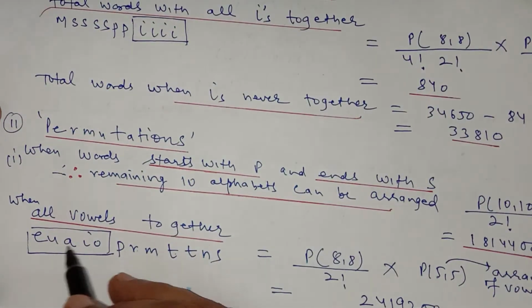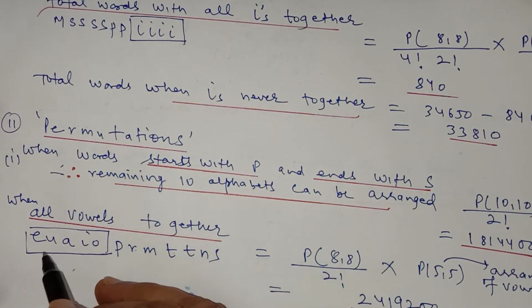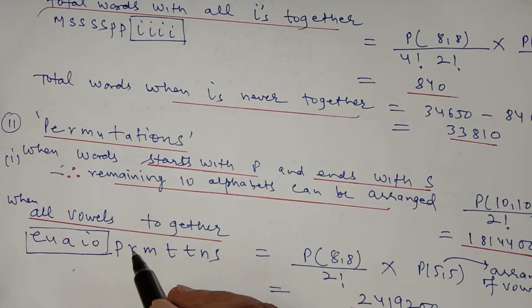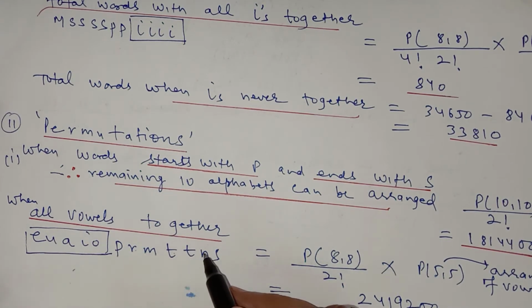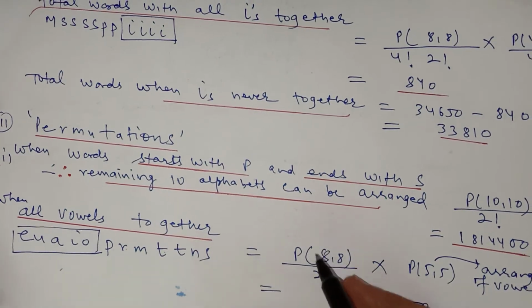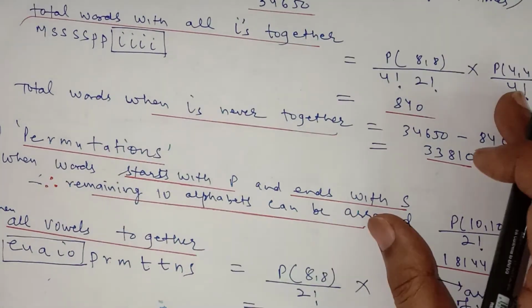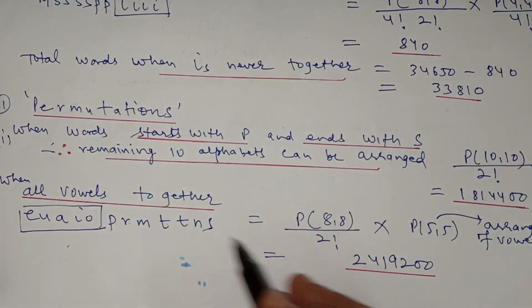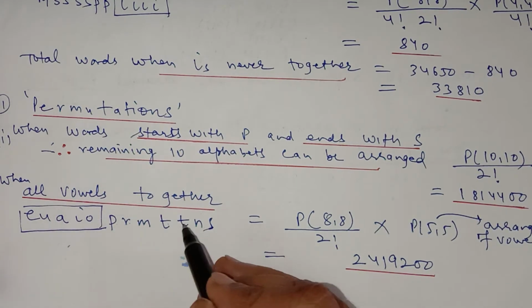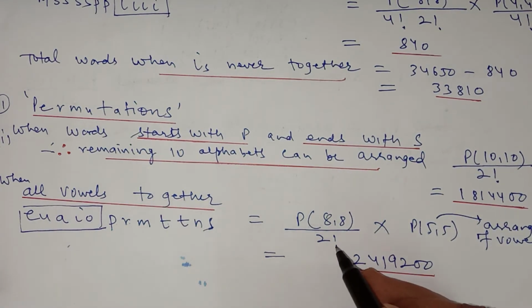So let us consider them as 1. So it will be 1, 2, 3, 4, 5, 6, 7, 8. So they can be arranged among themselves as permutation of 8, 8 because we have considered all vowels as a single alphabet. And because T is repeating 2 times, so divided by factorial 2.